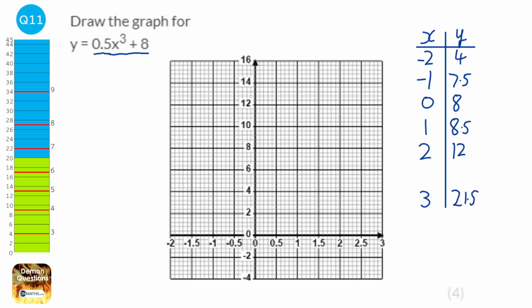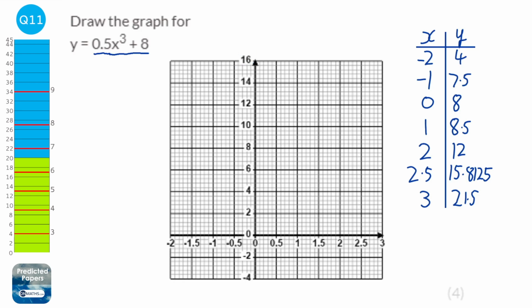The reason I've left a space there is this axis doesn't go up to 21.5. So what I'm going to do is just do 2.5 to see if it goes up to that, and that should be 15.8125. So that's actually quite useful because that shows that it's not quite 16. So we were aiming for roughly where 16 is.